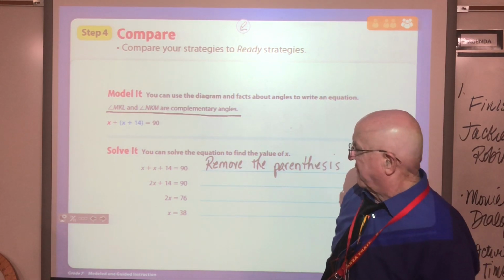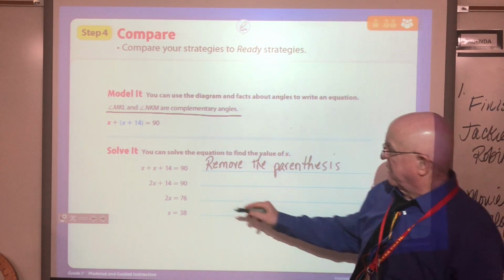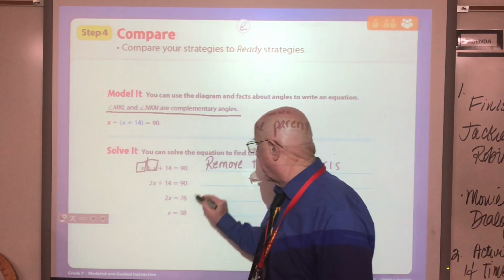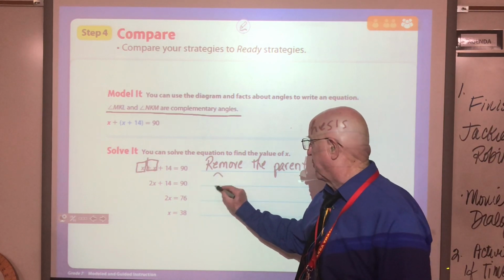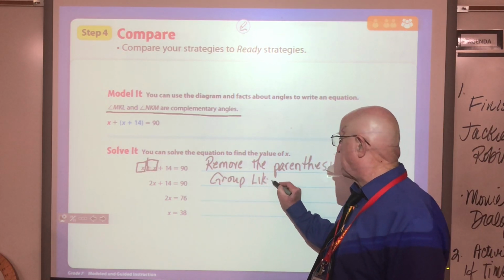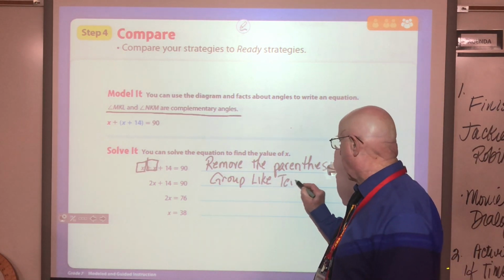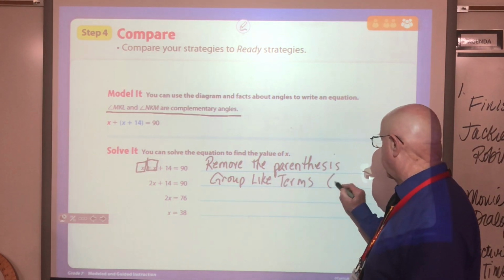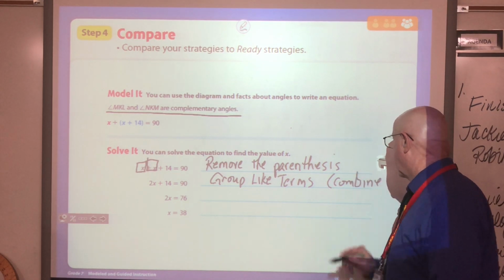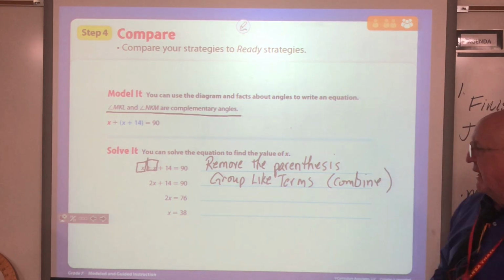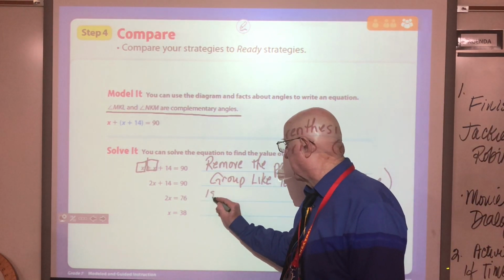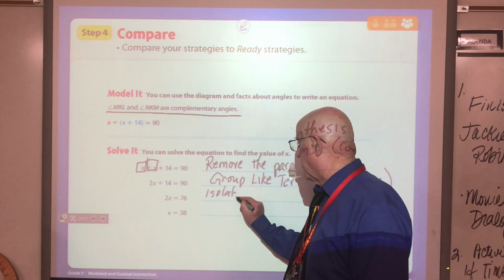All right. The next thing we can do is we needed to group these like terms. We have the x and the plus x right there. We group them, all right? So group like terms, or combine like terms if you want to say it that way. You can say combine if you want to. Then we want to isolate the 2x by itself, so we're going to isolate the variable to one side.